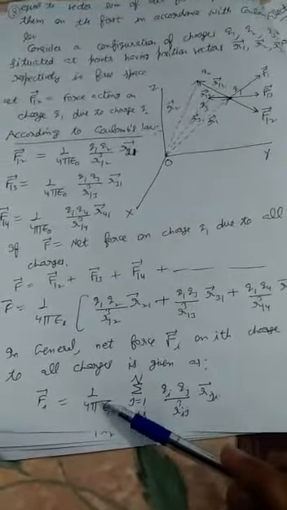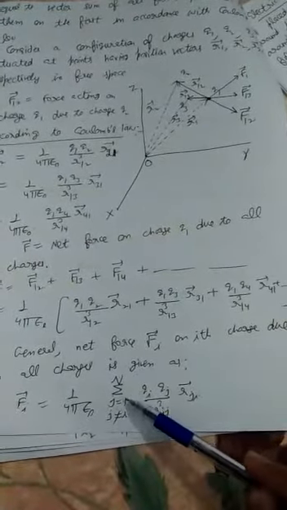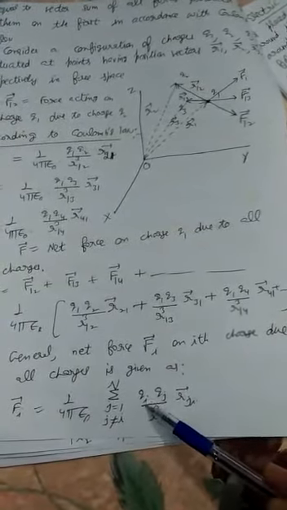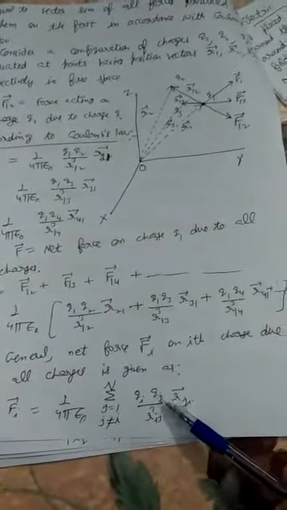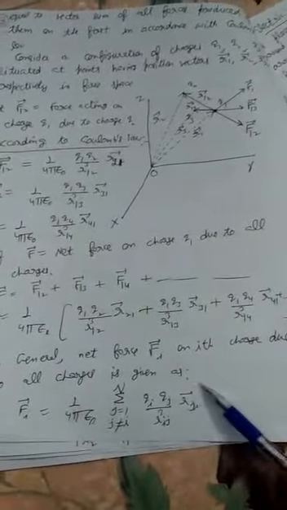Or in the vector form, the second form is 1 upon 4 pi epsilon naught, summation j equal to 1 to n, j not equal to i, Qi into Qj upon r cube ij into r ij vector. This is the total result.